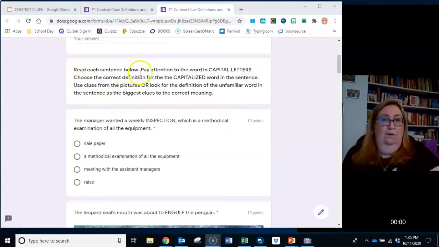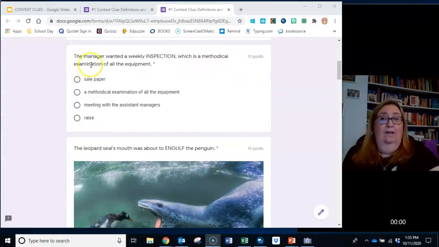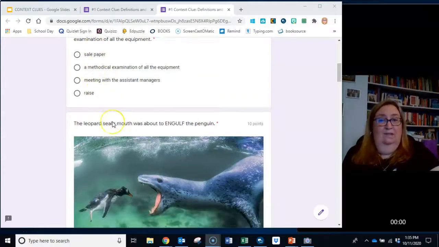Read each sentence below. Pay attention to the word in capital letters. Choose the correct definition for the capitalized word in the sentence. Use clues from the pictures or look for the definition of the unfamiliar word in the sentence as the biggest clues to the correct meaning. The manager wanted a weekly inspection, which is a methodical examination of all the equipment. So the capitalized word is inspection. I have to choose the definition of inspection from these choices.